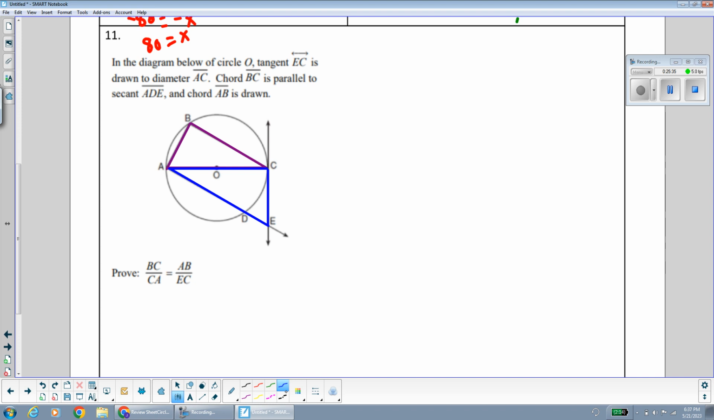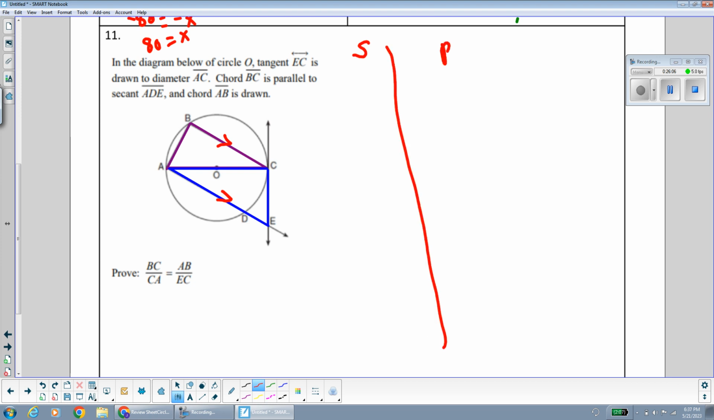So I'm going to look for angle relationships because I know in 2-column proofs, 99% of the time, the way that we prove things similar is through AA, especially when we don't have numbers. So what did they tell us here? That tangent EC is drawn to diameter AC. That chord BC is parallel to secant ADE. All this stuff is here for a reason. And that chord AB is drawn. So I'm going to draw my statement reason chart.